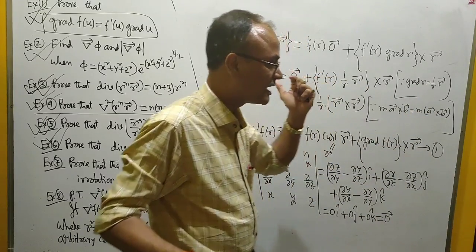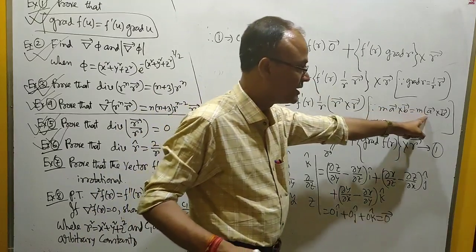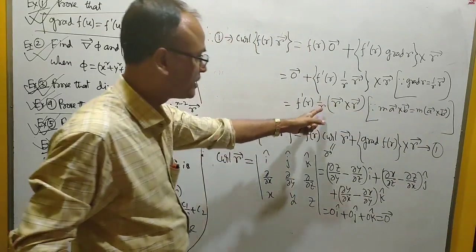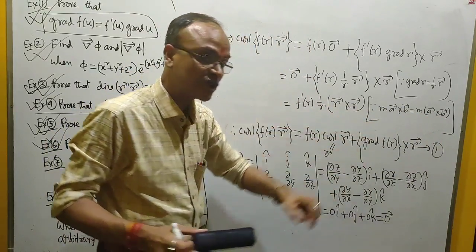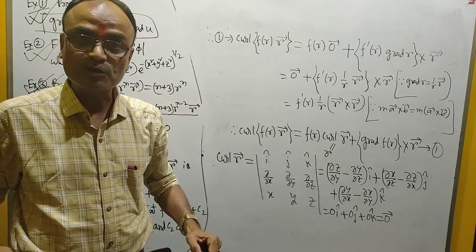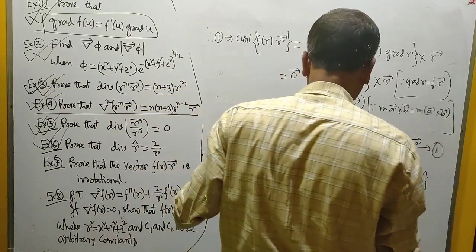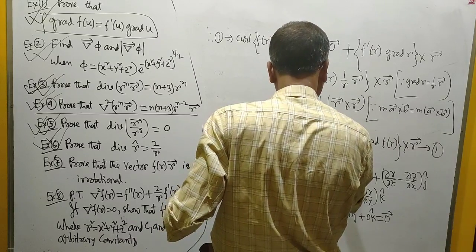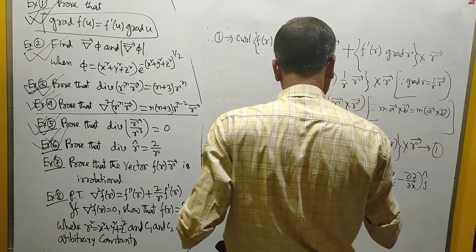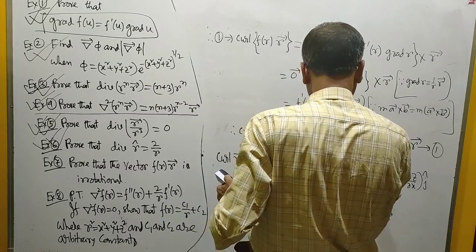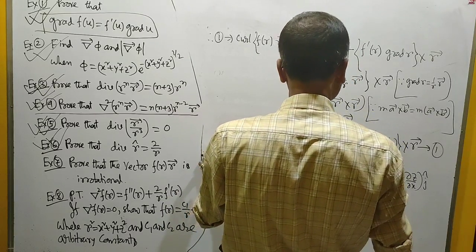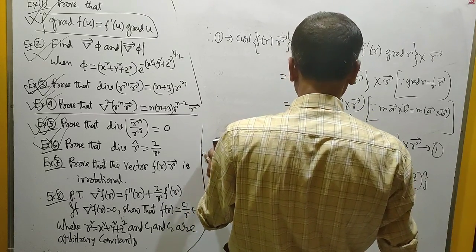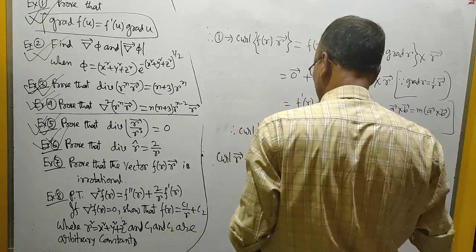Take m outside, it will be a vector cross b vector. Therefore, you may write like this. r vector cross r vector, the vector product of two equal vectors, equals the 0 vector. This is equal to f dash r by r times the 0 vector, which will be equal to the 0 vector. Therefore, from 1 it will be 0. This is equal to the 0 vector.